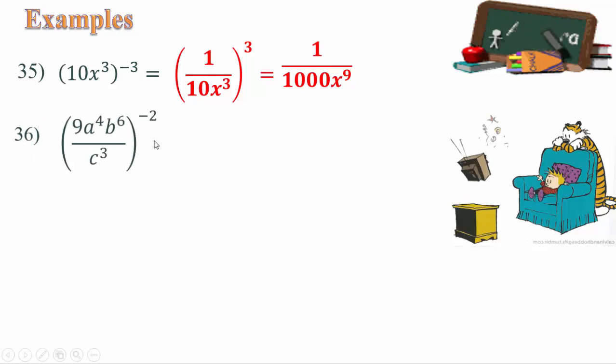In number 36, I have this to the negative 2 power, and I'm going to work this out on the whiteboard. In example number 36, we have 9a to the fourth, b to the sixth, divided by c to the third. And that's to the negative 2 power. And we see that inside the bracket here, all the exponents are positive, so we don't really have to do anything.